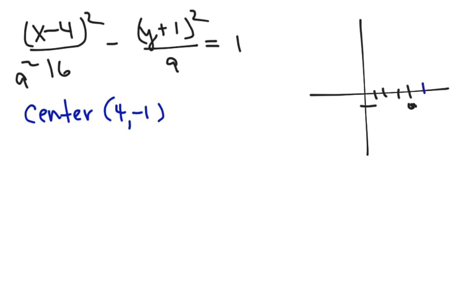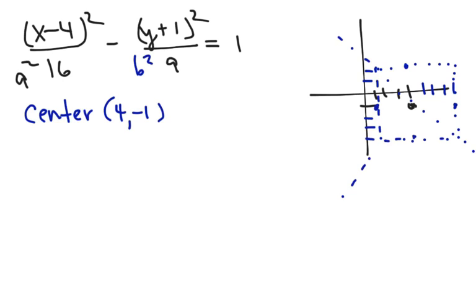So there must be some point 1, 2, 3, 4 units to the right and one that's 4 units to the left. B squared is 9, so there must be a point that's 3 units above and one that's 3 units below. And the reason we graph that is because it helps us find our asymptotes. The asymptotes of this hyperbola are going to be the diagonals of this box. Instead of dashes, they kind of look like dots, don't they?